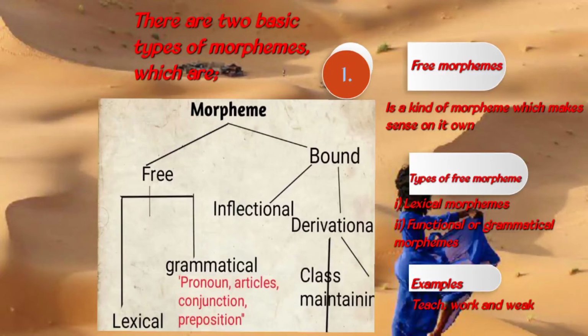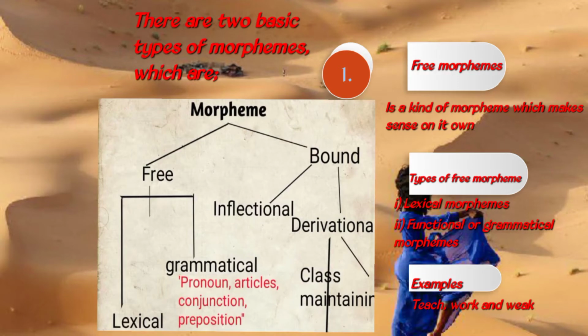That is the base or the root morpheme. Now there are two basic types of morpheme. The basic types are the free morpheme and then the bound morpheme. Now let's take the free morpheme. The free morpheme is a kind of morpheme which makes sense on its own. Now types of free morpheme, we have the lexical morpheme and functional morpheme.